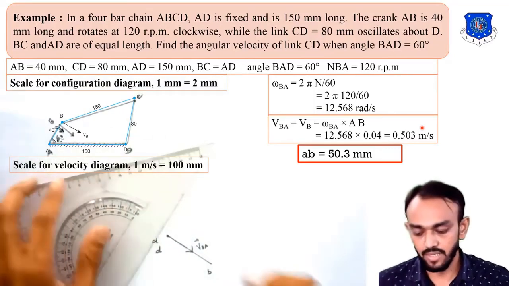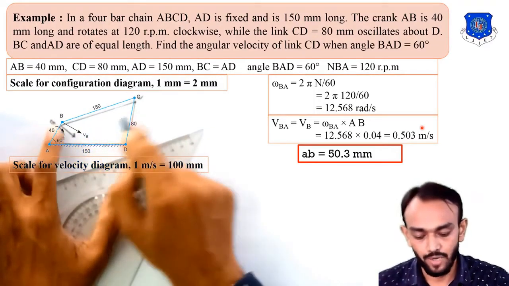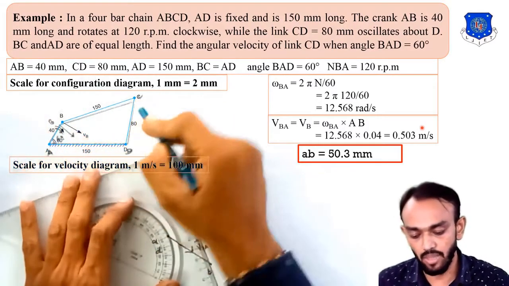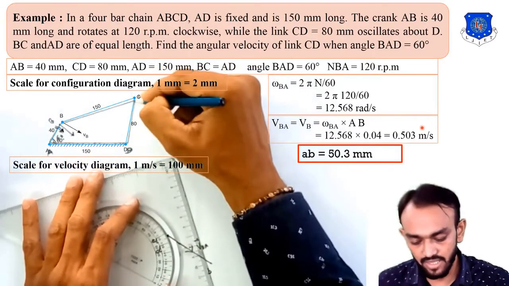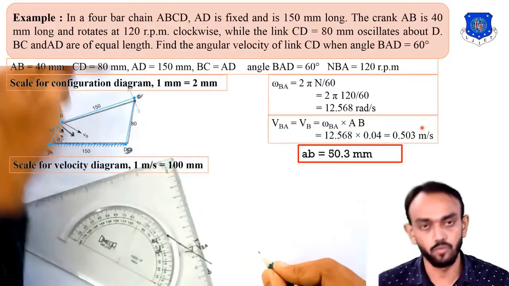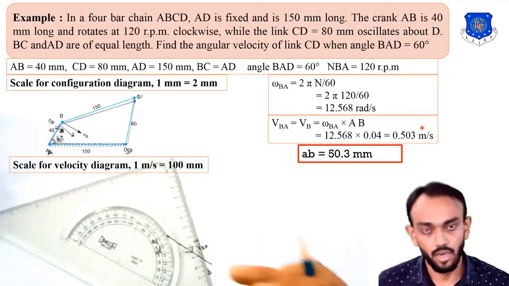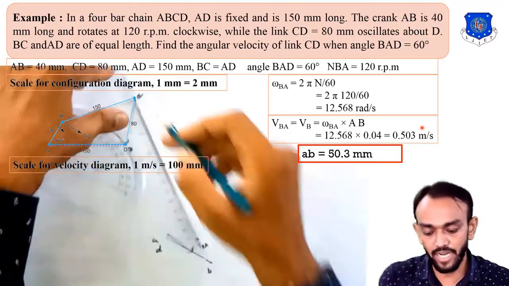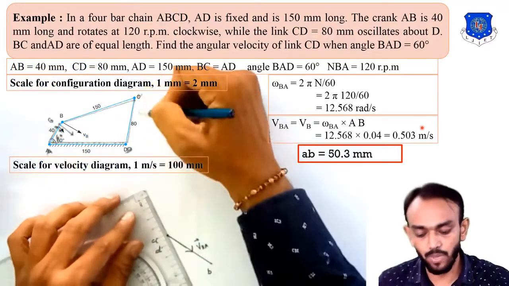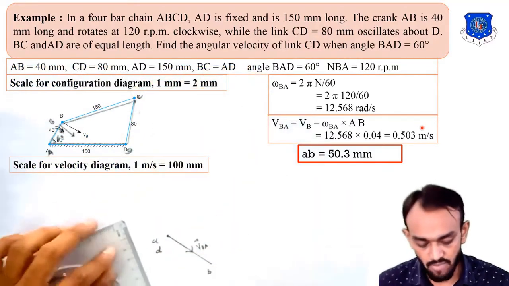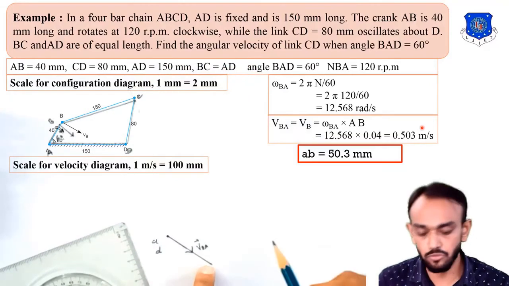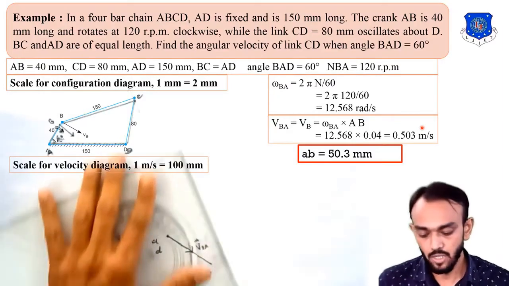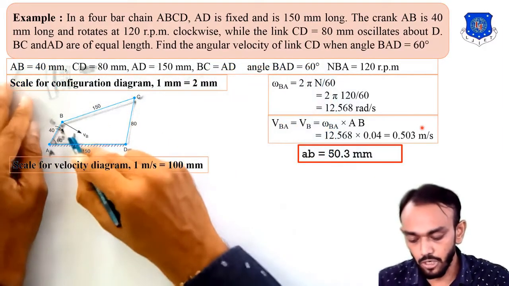When we consider this BC link, the velocity of C with respect to B, the direction will be perpendicular to this link, maybe in this direction or maybe in this direction. Perpendicular to the link means above or below. We don't know on which side right now, but we know the direction will always be perpendicular to the link. So we will draw this perpendicular from this B point. We don't know the magnitude, so we don't know the length of that line, but we know the direction. So we will draw it like this, perpendicular to this BC link.